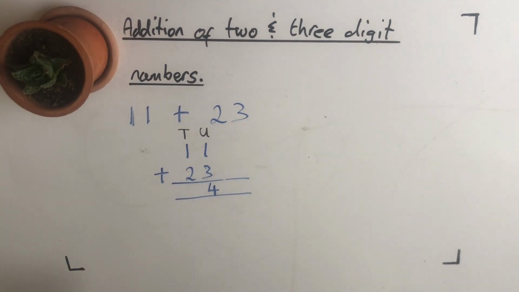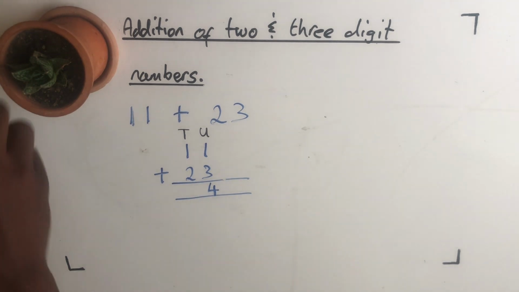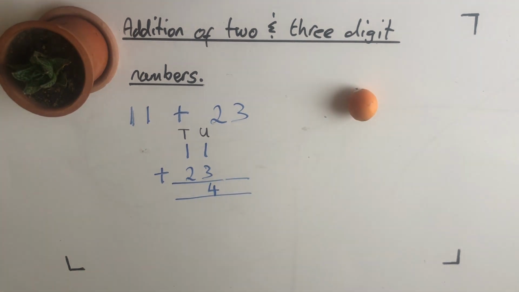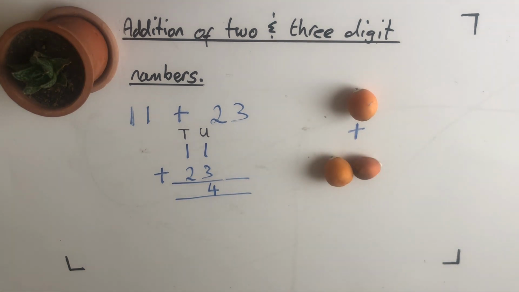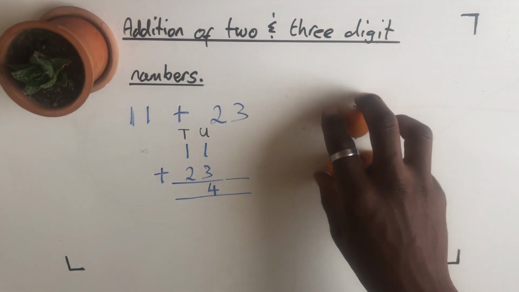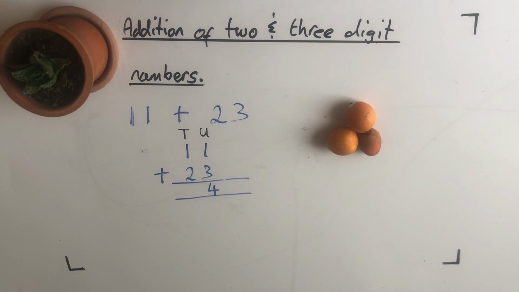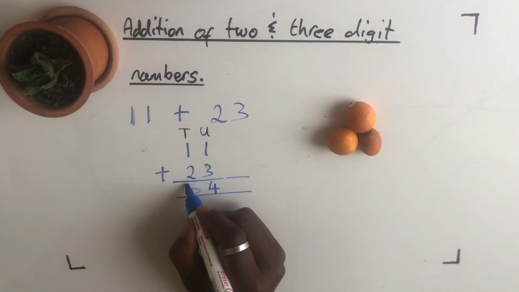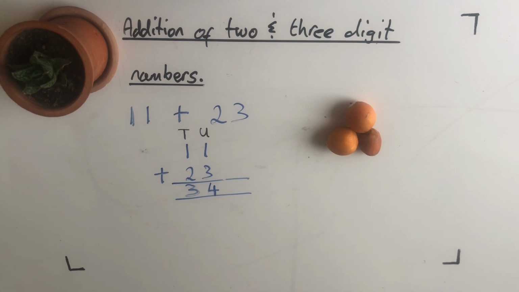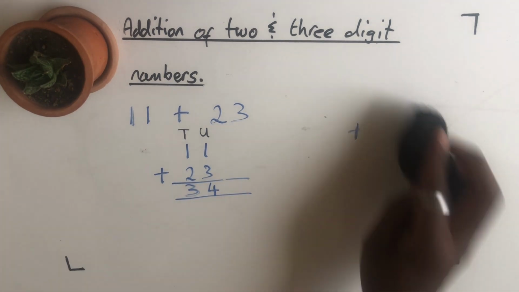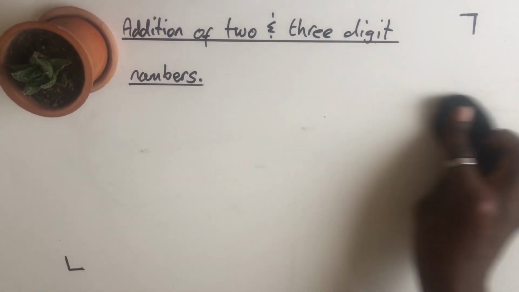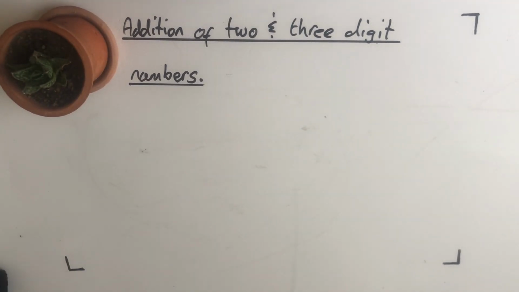And then the next thing is I move on to the tens. Here I have 1 ten plus 2 tens. And if I put these together or add them together, that gives me 3 tens. And then that is 3 there, and our answer is 34. Now, let's move on to adding 3-digit numbers.